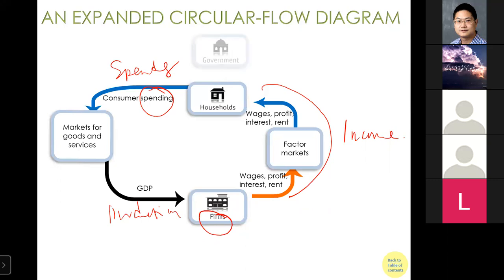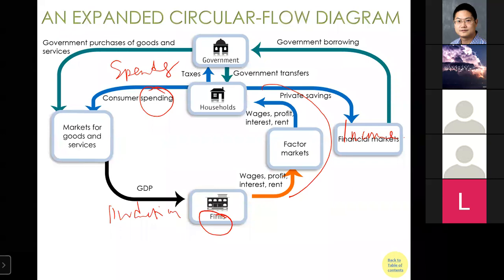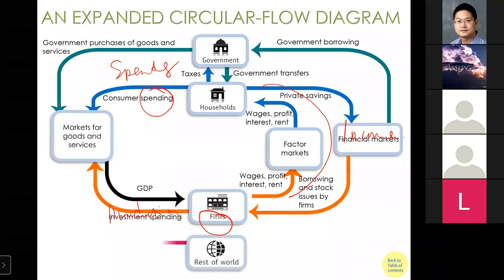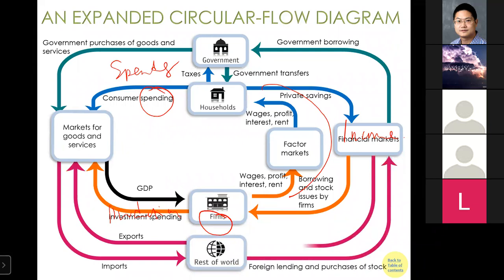Okay. Now, next we introduce government, right? And then we introduce the financial market. Finally, we have the rest of the world. We have import and export. So that closes the discussion. That's essentially explaining to you how we're supposed to keep track of economic activity inside the economy.